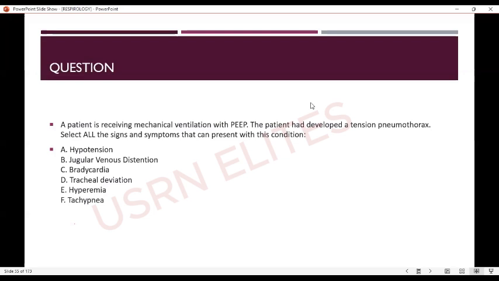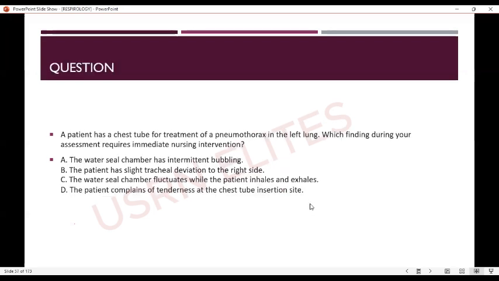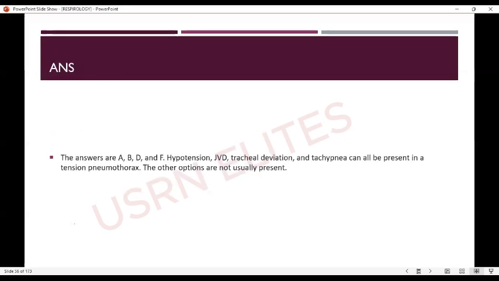Then there are patients having issues with breathing. So the compensatory mechanism will increase their respiratory rate. Are you getting the point? Then there's what? Tracheal deviation. Okay, so we are getting what? A, B, D, and an F, right?